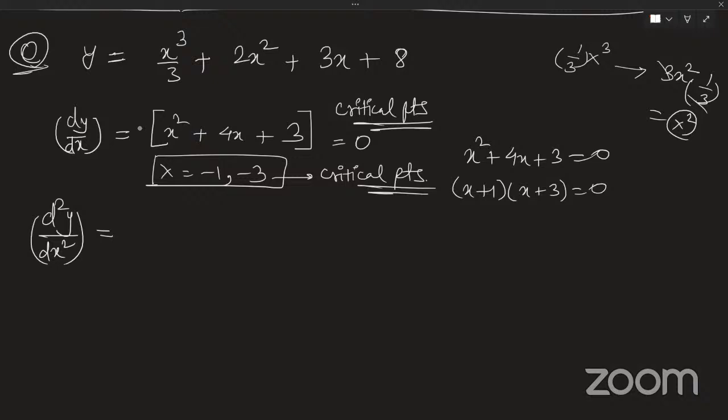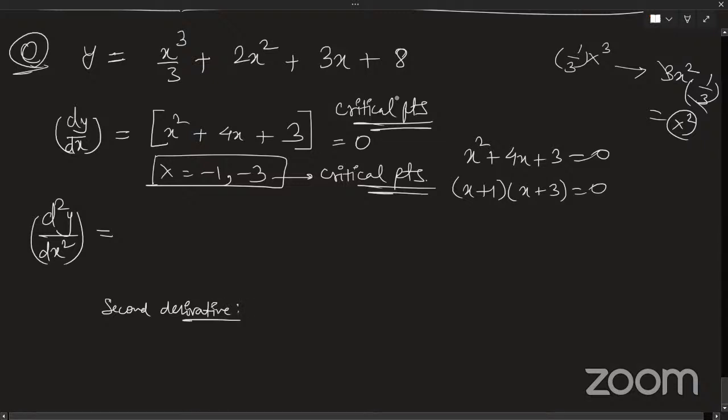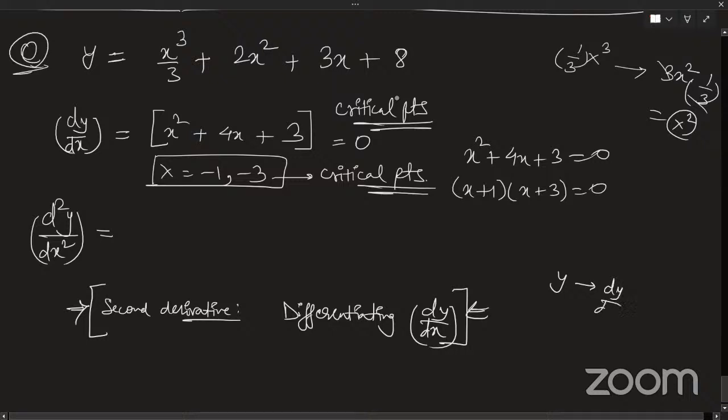Second derivative means differentiating dy by dx. Okay, इसको हम बोलते हैं सेकेंड डेरिवेटिव. That is, पहले y से हम dy by dx पे आ गए, अब dy by dx को एक और बार डिफरेंशिएट करके d2y by dx स्क्वायर पे आ गए. It is represented like this. This is the second derivative. Okay, it is nothing special.